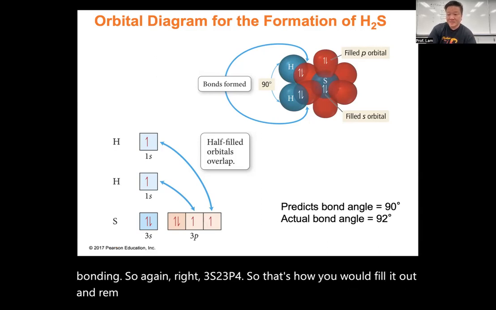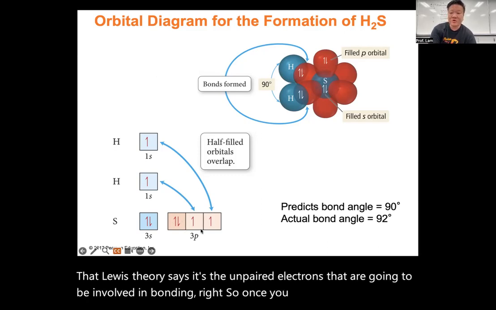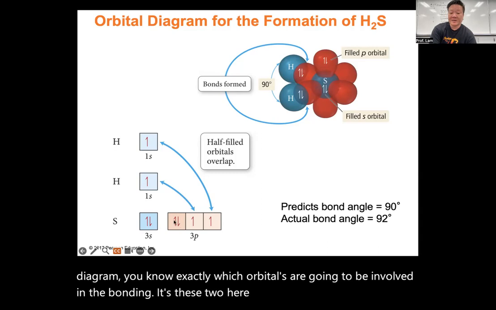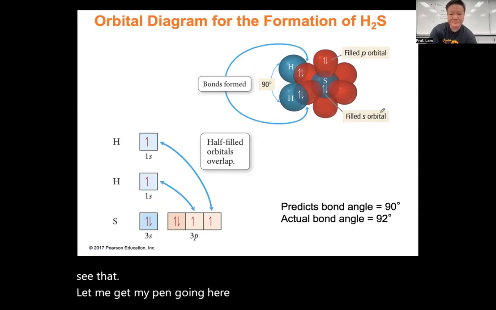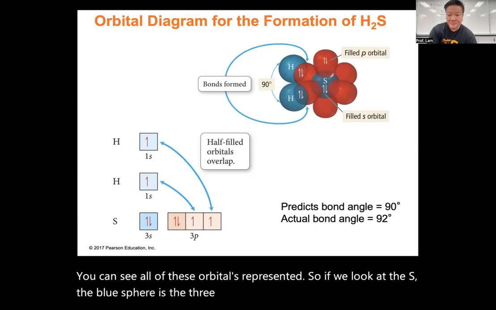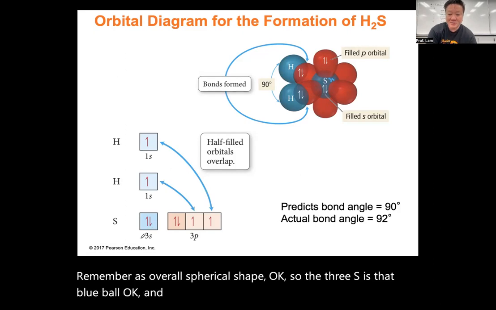And remember that Lewis theory says it's the unpaired electrons that are going to be involved in bonding. So once you have your orbital diagram, you know exactly which orbitals are going to be involved in the bonding. It's these two here and not this one. So you can see all of these orbitals represented. If we look at the S, the blue sphere is the 3s orbital. Remember, an s orbital is spherical in shape. So the 3s is that blue ball, and it has a pair of electrons, up and down.